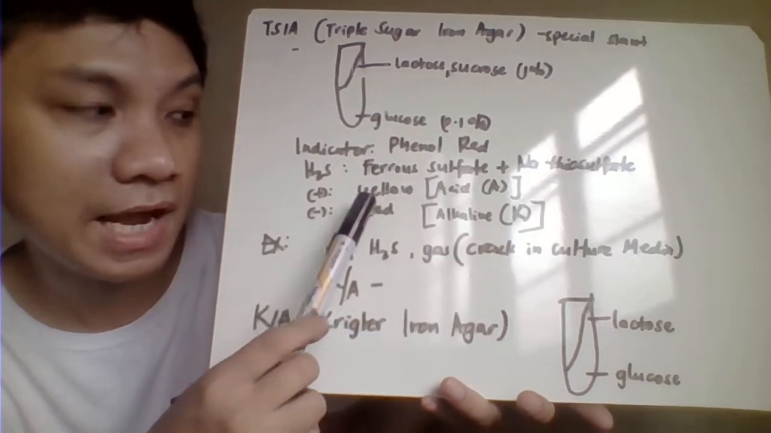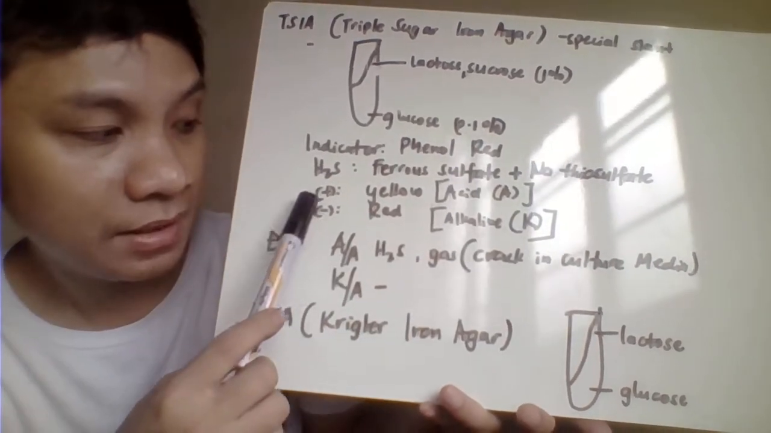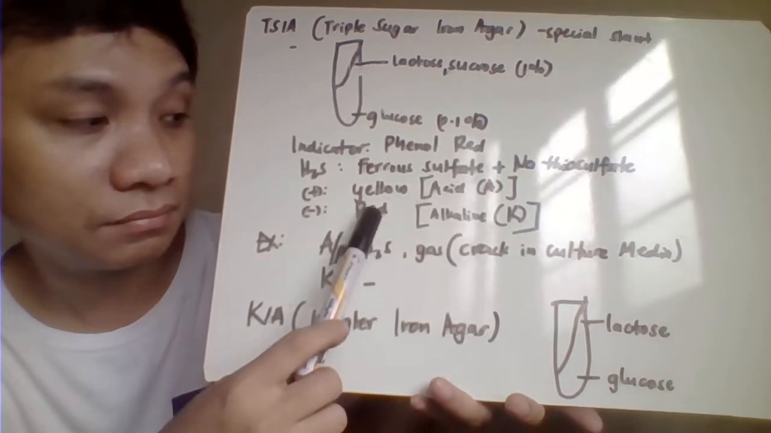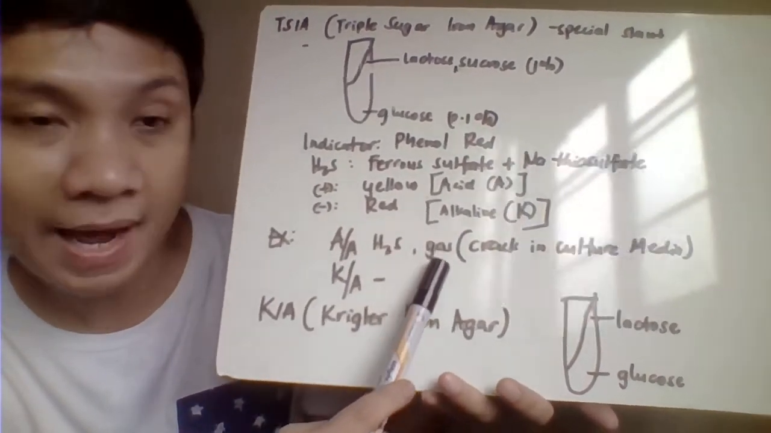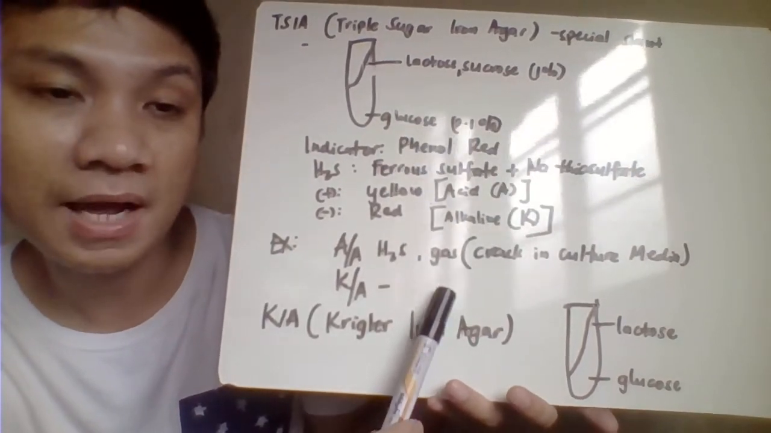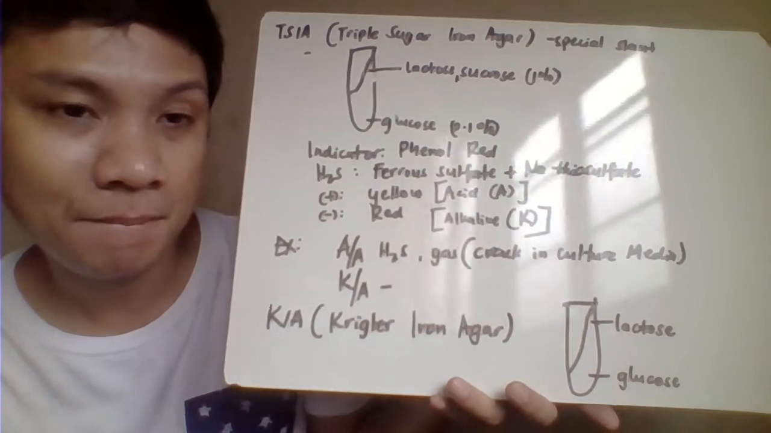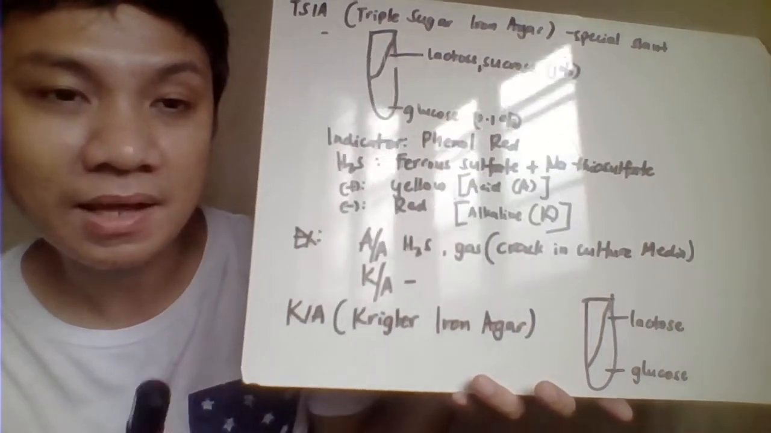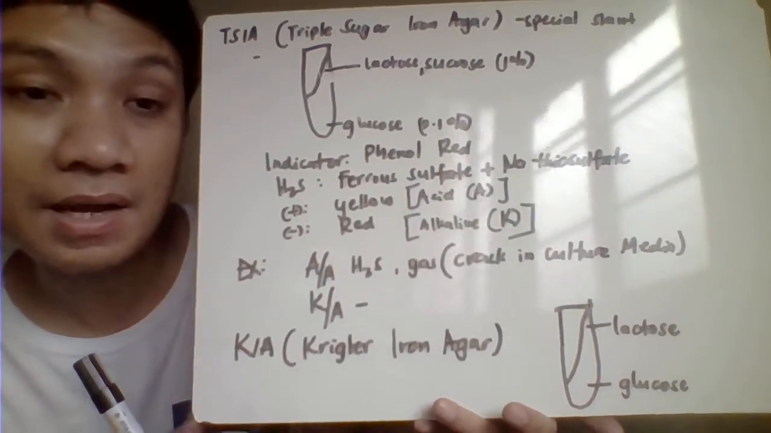Positive result is yellow. Pag yellow siya, that's acid or A. Negative result is red. Original color nito kasi red. That's alkaline or K. The gas formation, on the other hand, is detected by a crack in your culture media. Magka-crack siya, so that's gas. You could identify that. So what results would be identified here with our TSIA?